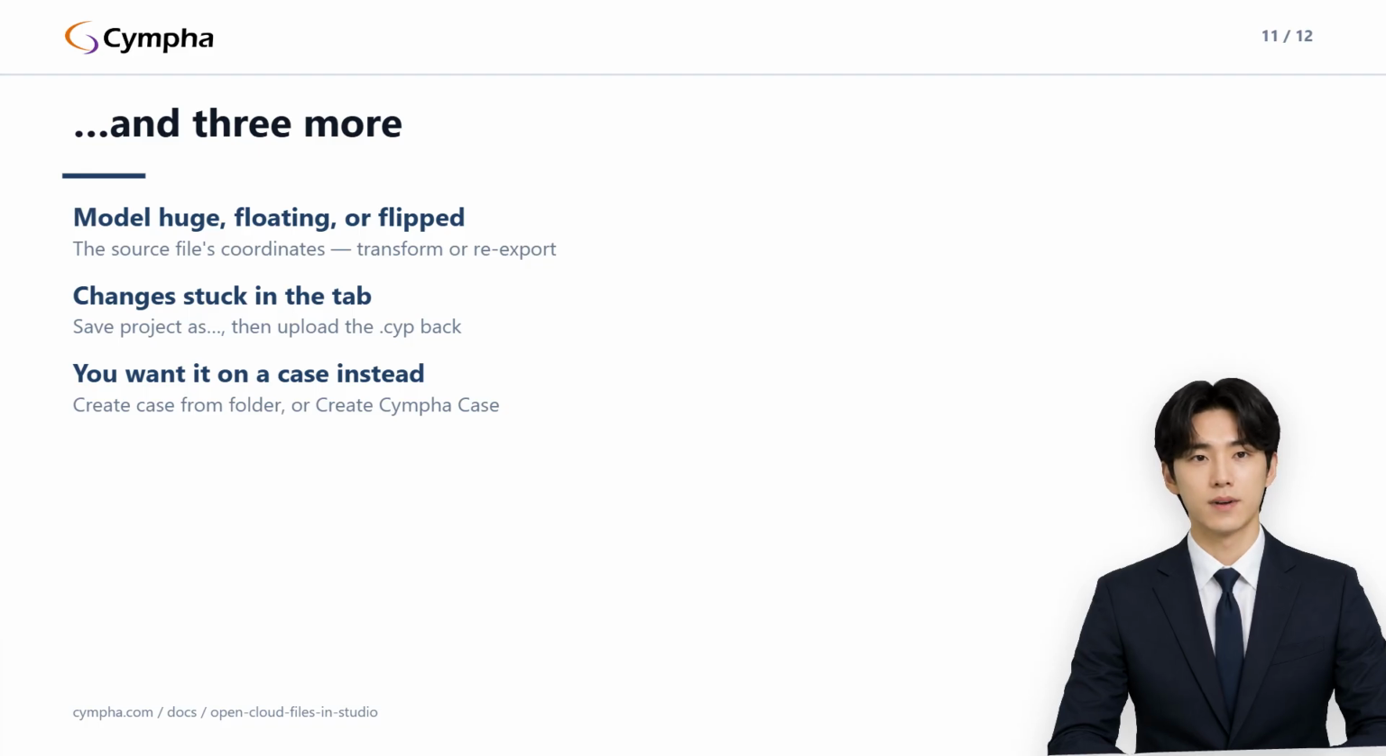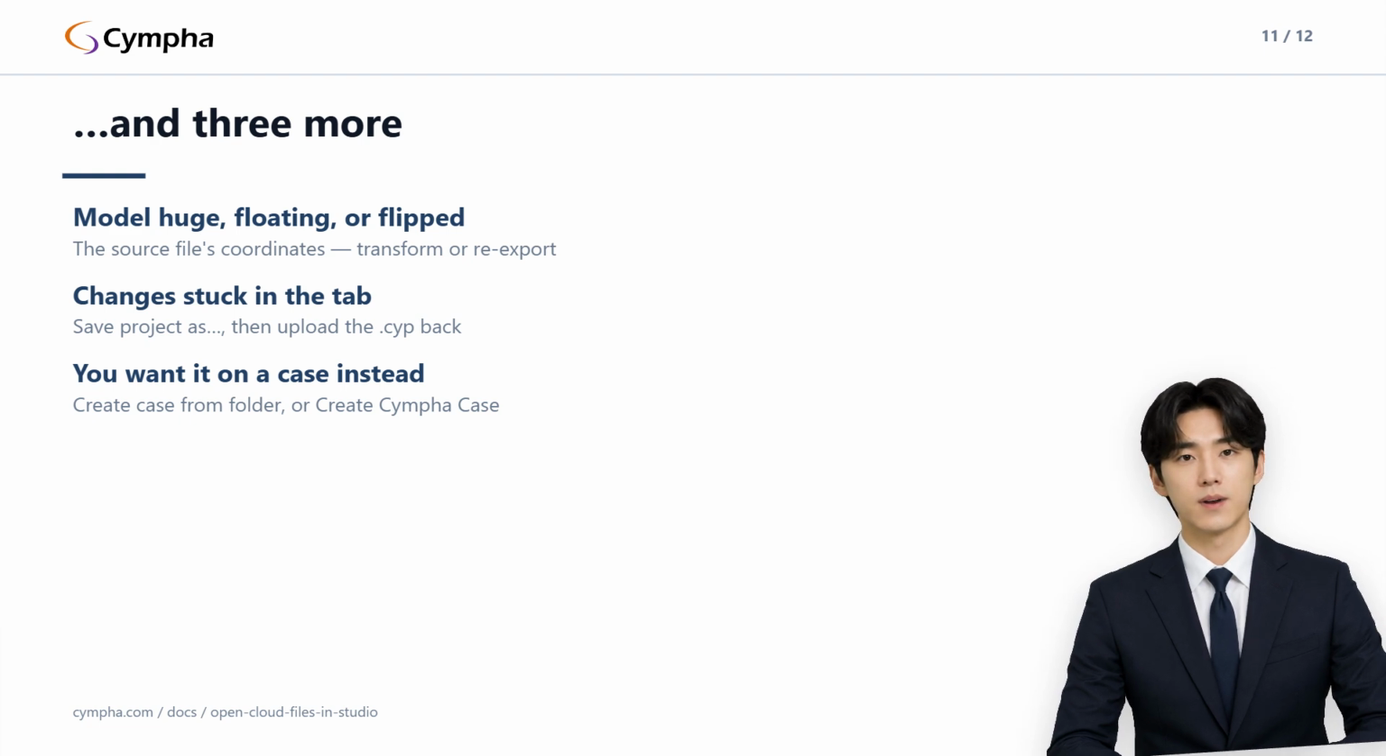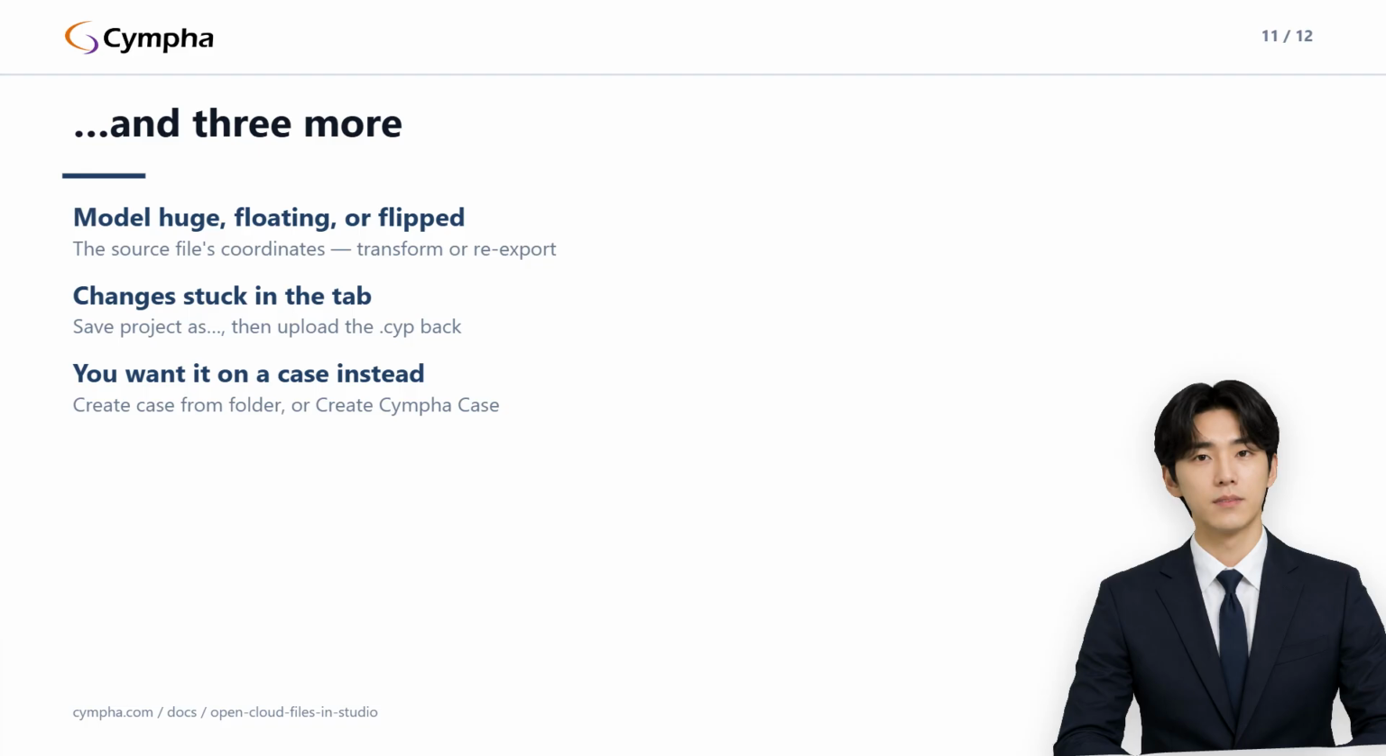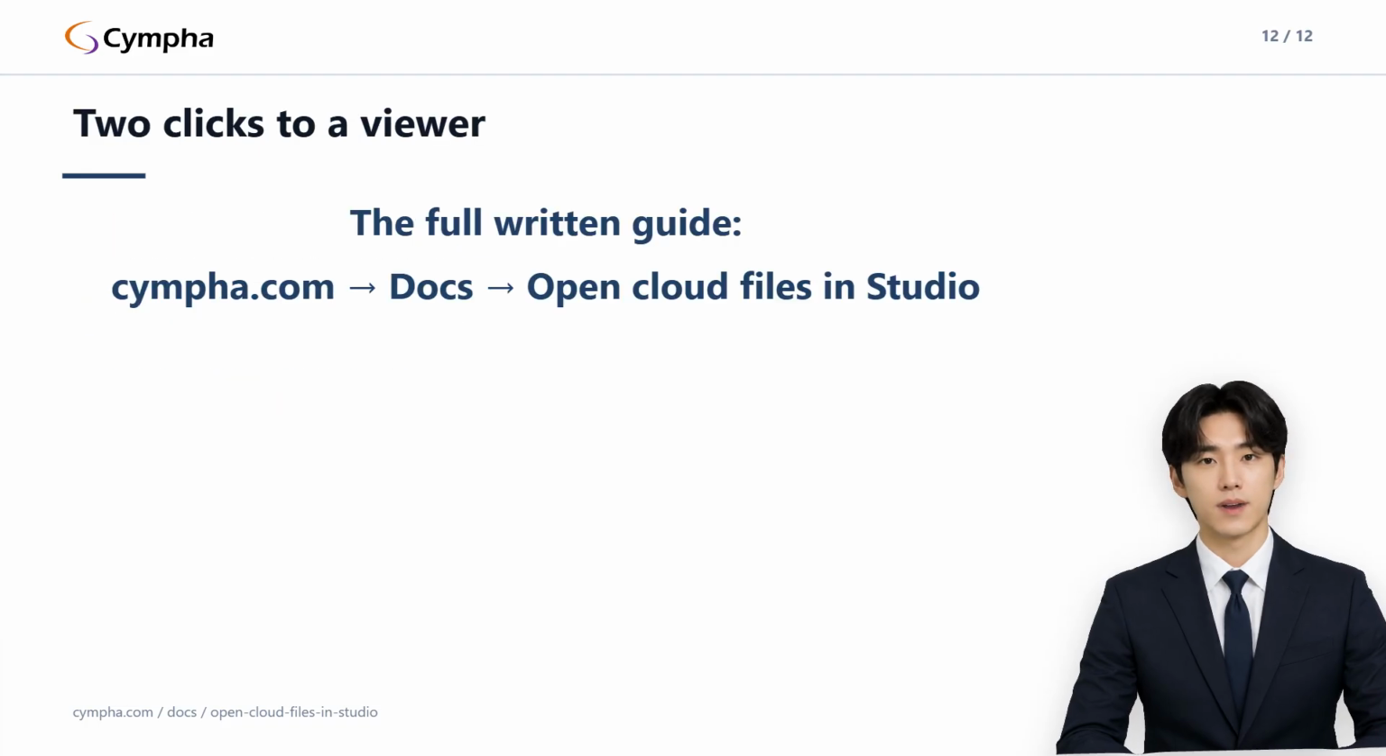And the last one isn't a fault at all, just the natural next question: what if you want this file on a case, not merely in the viewer? 2 paths. Close Studio, go to the folder in my cloud, and use Create Case from folder. That's the folder-driven route. Or stay where you are and use Studio's Create Cympha Case action to spin a case from the current scene. Both have their own written guides. 2 clicks, and any scan, plan, or bundle in your cloud is on screen, measurable, in the browser.